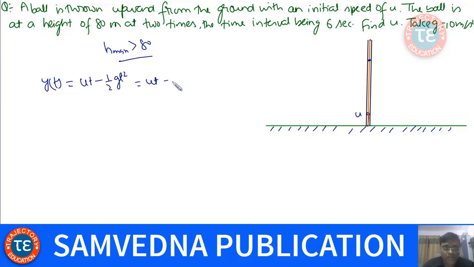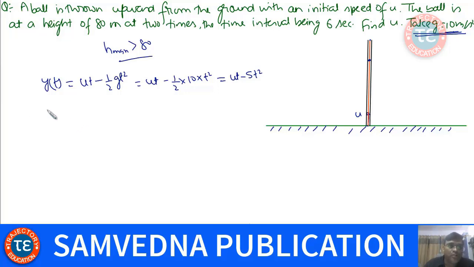G is 9.8. But in the question, people write to take it as 10. If this line is not written, then you have to take 9.8, and if they write it, then you can take 10. But on your own you don't take 10, it's 9.8. But if in the question they write 10, then we have to take 10. Pay due respect to the people who have given you the question. So it is ut minus 5t square.